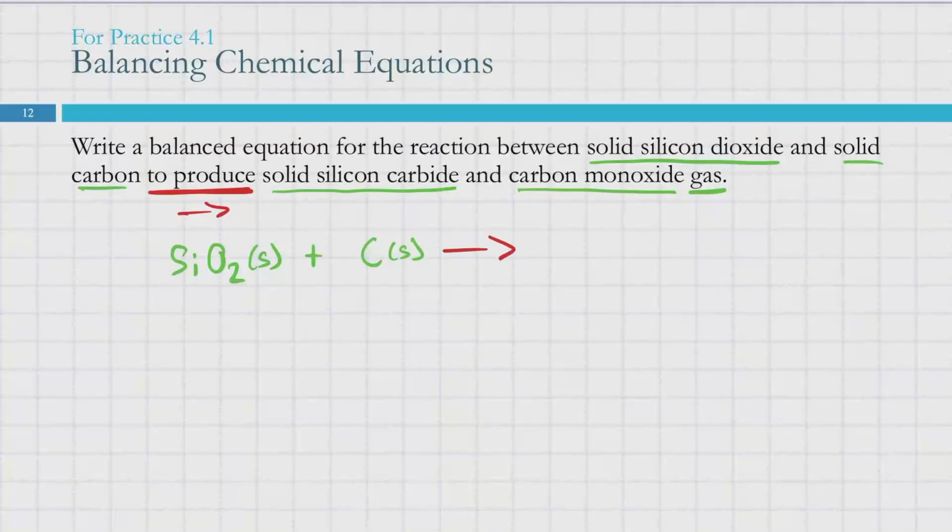Then we've got our reaction arrow, and we've got solid silicon carbide, which is just SiC. And we're going to also be producing carbon monoxide gas, CO, as a gas. Monoxide, so it's just one oxygen. That's the bad one. So this is our skeletal equation. And now we want to look at what chemicals do we have, what elements do we have in one compound on both sides.